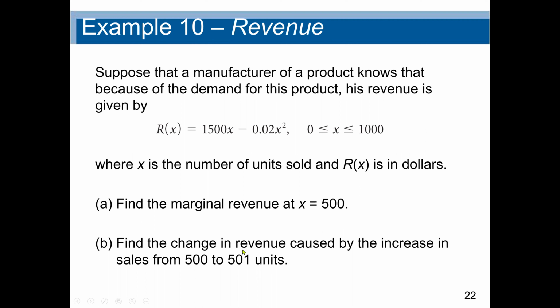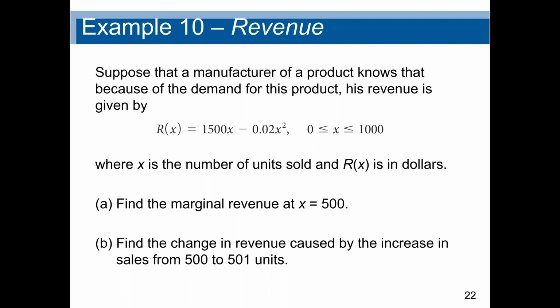Find the change in revenue caused by this function. So if I have 500, I'll put the 500 into the original function. Then I'll put the 501 into the original function again. Then I'll find the difference. The answer is the same as if I find the marginal revenue at 500 at the beginning. The rate of change to the next will be 500, 501. If I want to find the marginal revenue at 502, then I'll find it at 501.